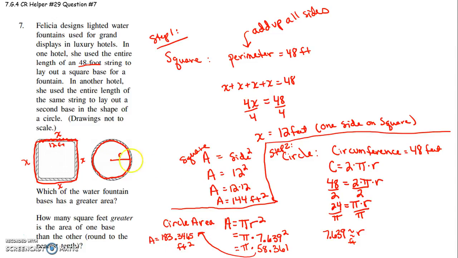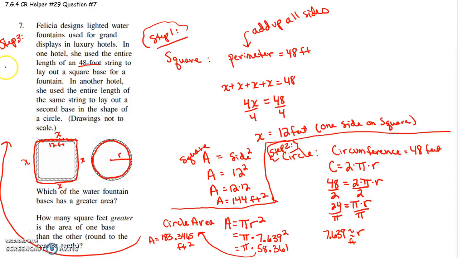All right, so now this is step 1, this is step 2, and because I have no more space, I guess I'll go way over here for step 3. Make sure if you have lots of work to show on your state test, you clearly label with arrows where you're going. Because now I need to know how many square feet greater is the area of one base than the other. I can tell you the circle actually has a greater area than the square, which is why they're telling you this isn't drawn to scale, because you can't see that from the pictures.